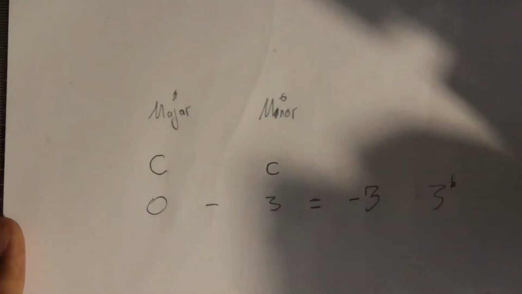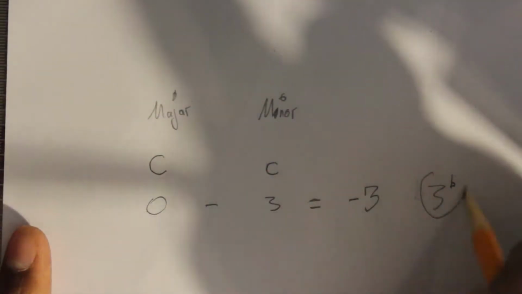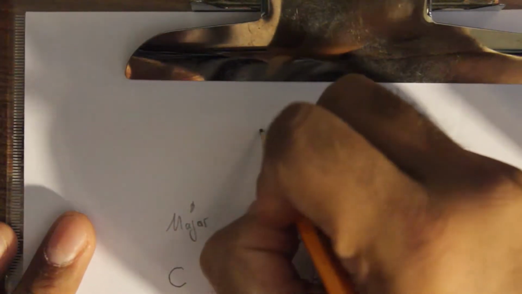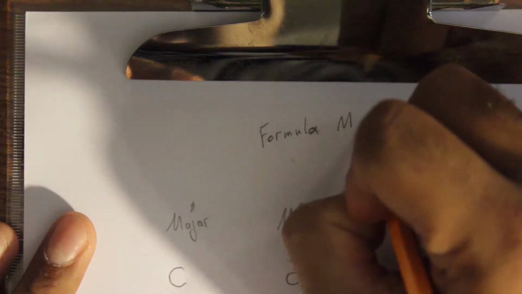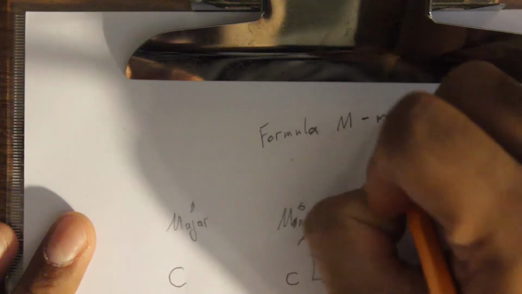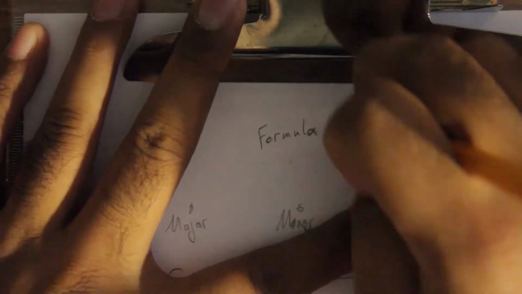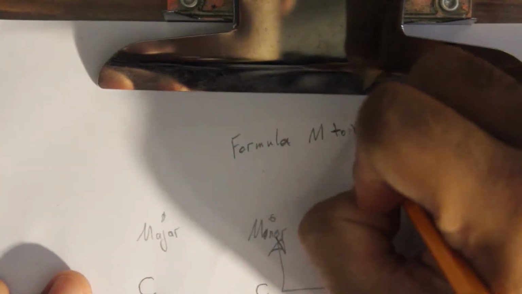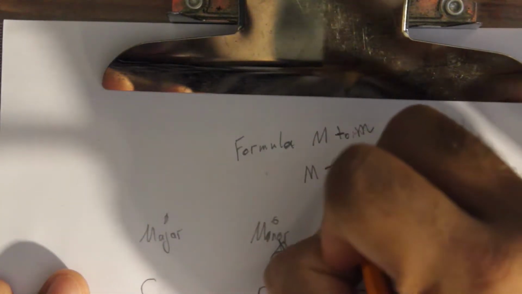So, as you see in here, 0 minus 3 equals negative 3. And this is how many flats are in C minor. Alright? So let me write that down. The formula, from major to minor. Alright, formula from major to minor. Let me just spell it out. Major to minor. And this little m, minor. The formula is major minus 3.